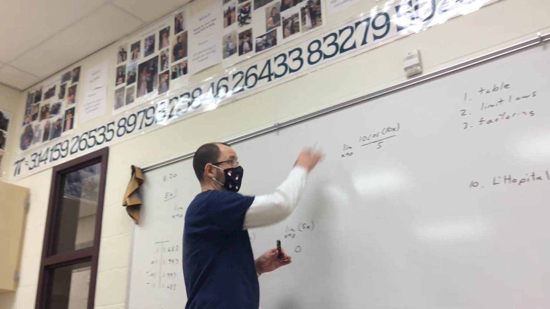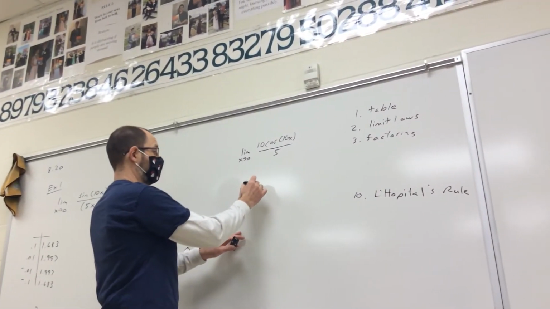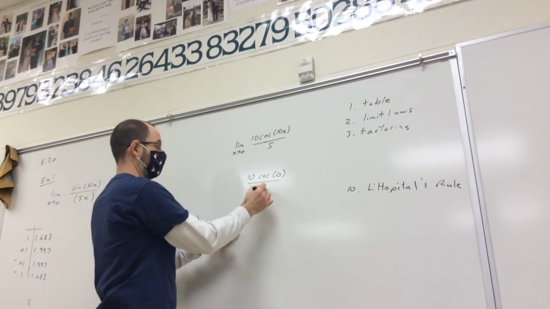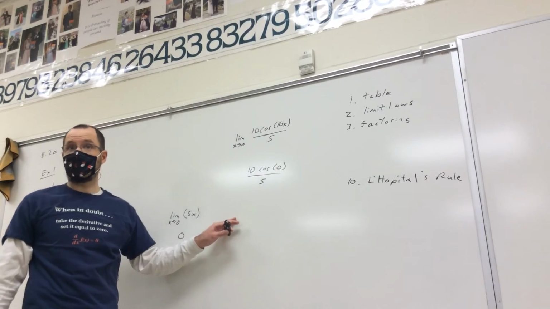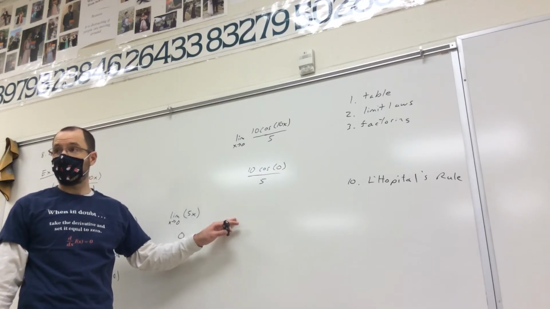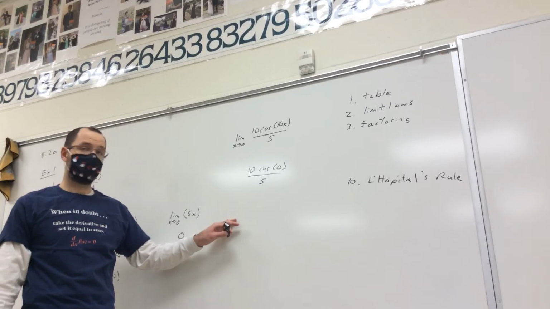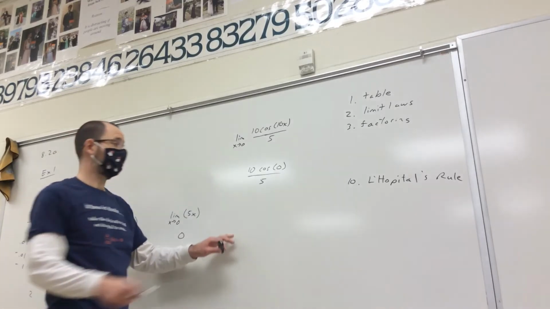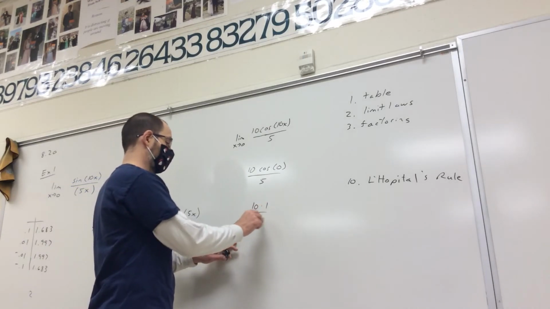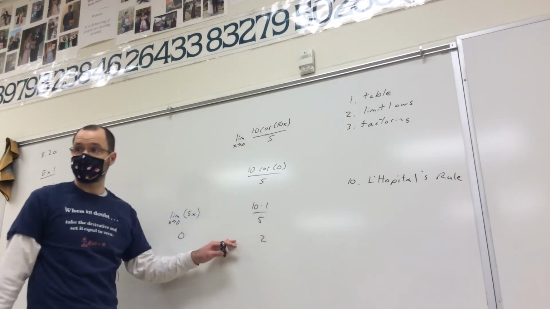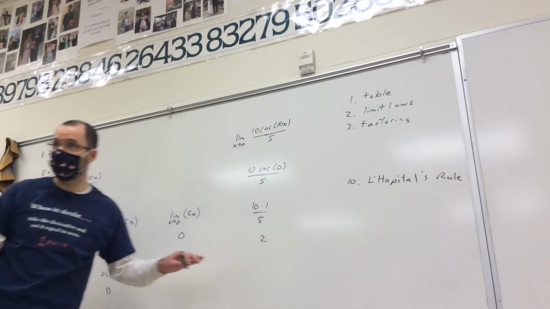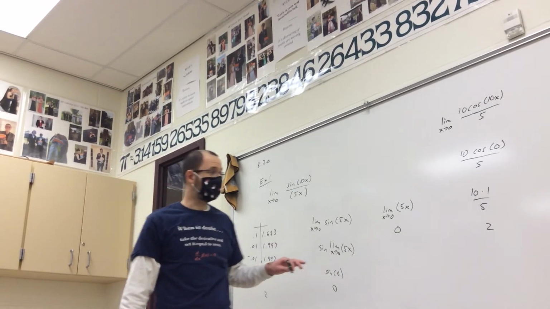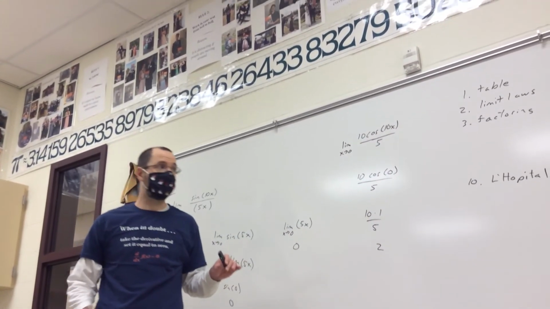All right, so now I'm going to calculate the limit of this function, and that's 10 times the cosine of 0 over 5. I did a bunch of limit laws just then, right? And the cosine of 0 is 1. So we get 2. We knew the answer was 2, right? Because the table showed us the answer was 2. So this is a new way to calculate limits.